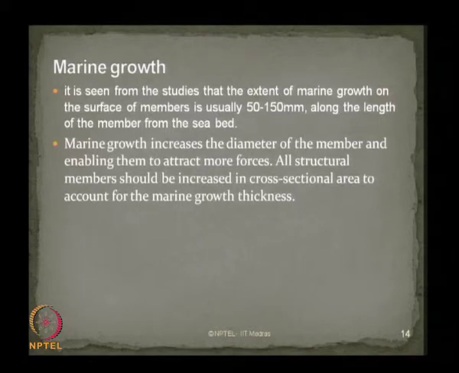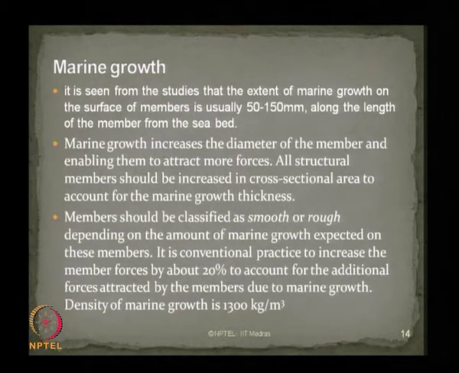The marine growth obviously increases with the increase in diameter of the member, because it enables more contact for them, and when the marine growth gets deposited along the circumference of the member, it starts attracting more forces. All structural members therefore should be designed for the increase in cross sectional area which effectively occurs because of the formation of marine growth along the periphery of the member. So, one should account for what is called marine growth thickness in the design of offshore structural members.